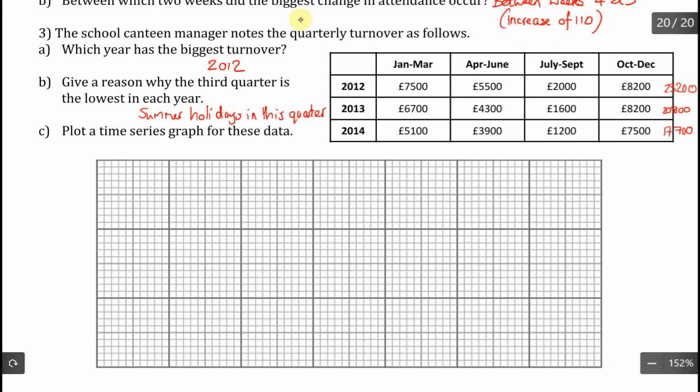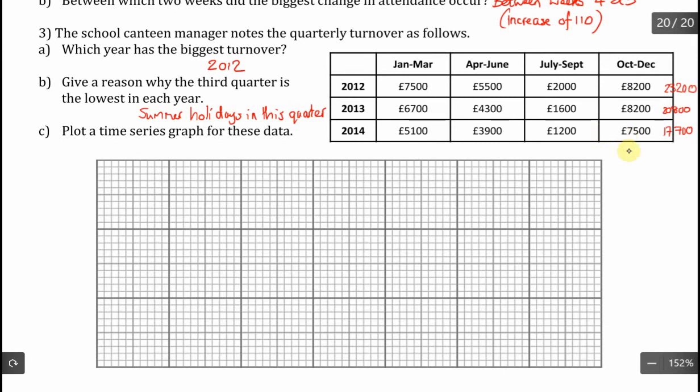The final question says, plot a time series graph for these data. It looks really hard to plot one for this because it's kind of like a two-way table, but it is showing time in a kind of linear way actually if you follow it. So we've got the first few months of 2012, then the next few, then the next few, and then the final few, and then we go on to 2013. So we just need to kind of imagine this as one single row. We would have these 4 bits of data first, and then those 4, and then finally those 4.